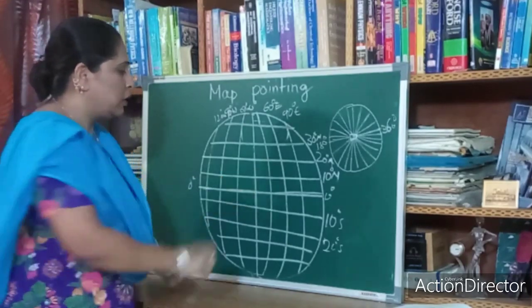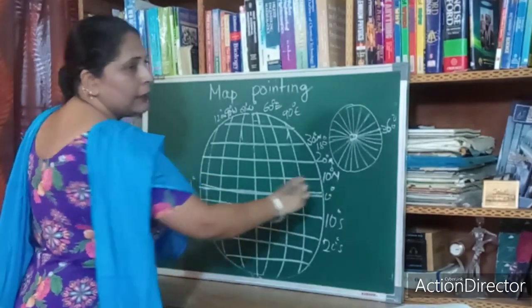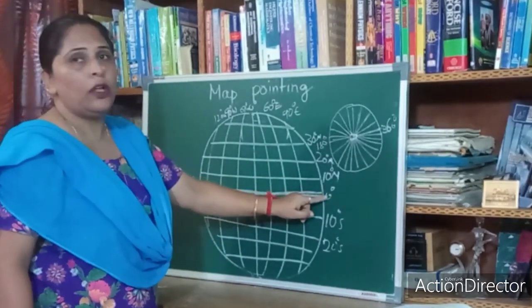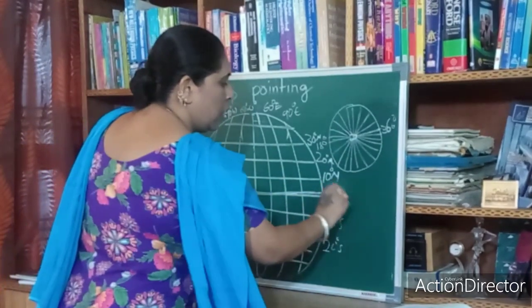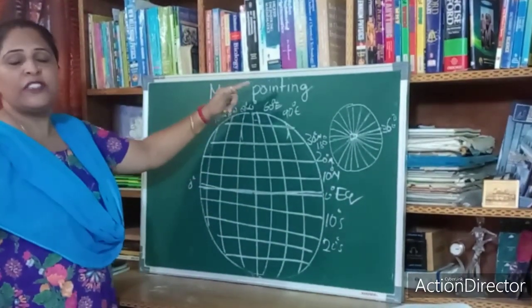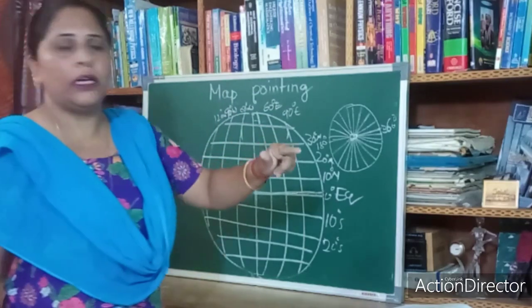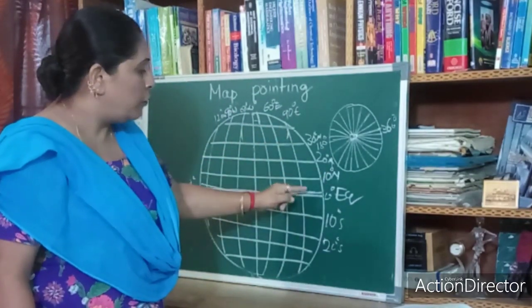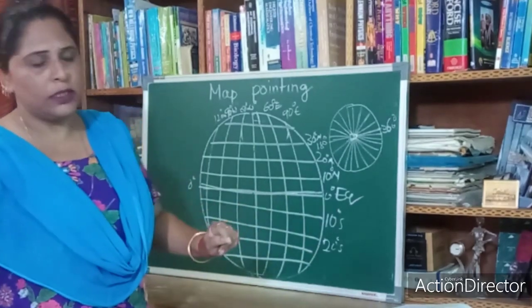The latitudes, this is latitude, I have taught you. The main latitude which runs through the middle of the Earth is 0 degrees, known as the equator. This is the equator. And the latitudes which lie to the north of the equator are represented by N, degrees north, and those which lie towards the south are degrees south.